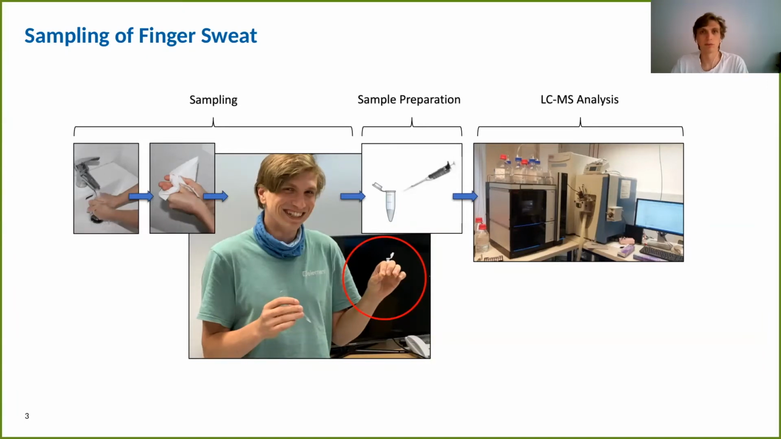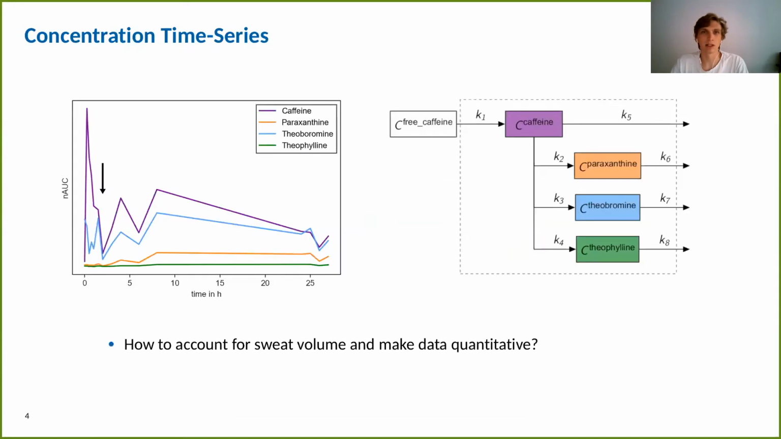So as a proof of principle study, they measured the concentration time series of caffeine after a single dose ingestion of caffeine. And on the left, you can see the concentration time series of caffeine and its major degradation products, paraxanthine, theobromine, and theophylline. And what you can see is that the curves look roughly okay. They start at low concentration and then they go up and then they go down again.